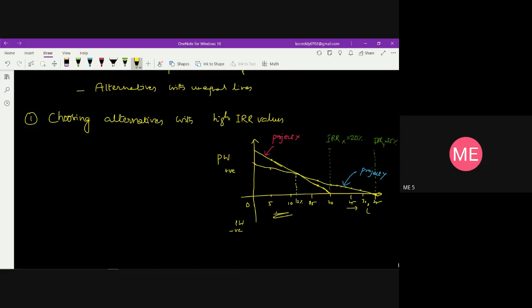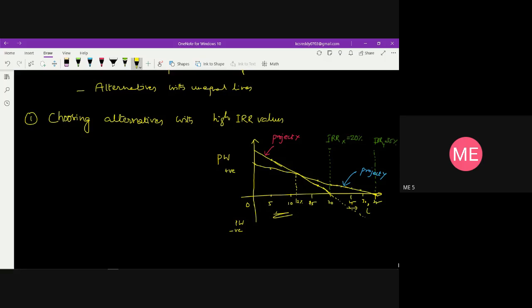After 20%, project X is going to have a negative present worth, so it will be compared to project Y up to 35%, where project Y is showing the higher present worth. So when we choose, we have to be very careful in comparing, as the decision is based on the present worth as well as IRR calculations.